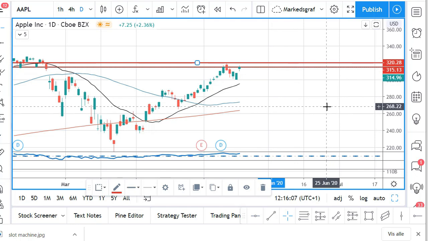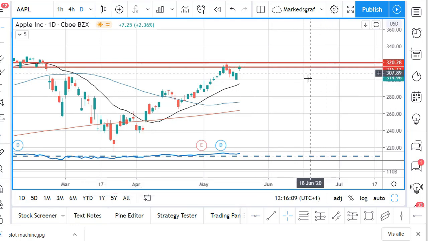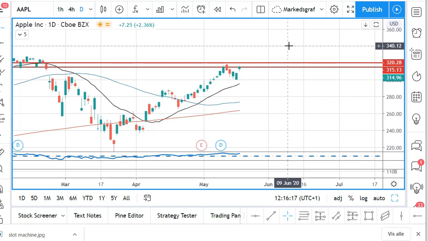So that means that I have bought the right to buy an Apple stock at the price of 320. So if it should go up to 340, then I can still buy it at 320 and make $20.